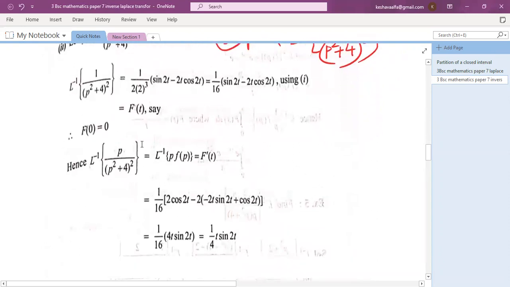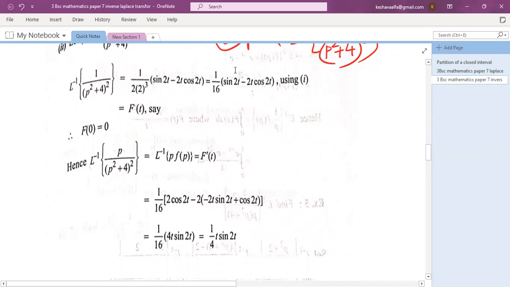So what is L inverse of p by (p square plus 4) whole square? It is the multiplication by p formula. That is L inverse of p into f of p is equal to f dash of t. So there is f dash of t. We already know that f of t is 1 by 16 (sin 2t minus 2t cos 2t).